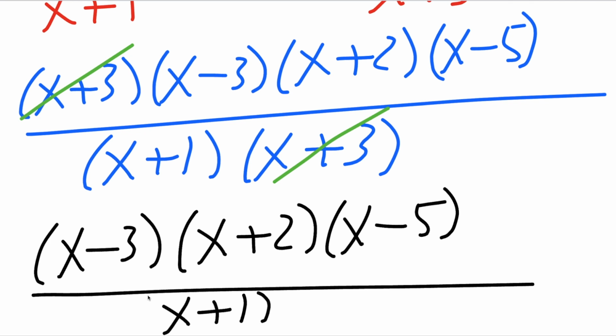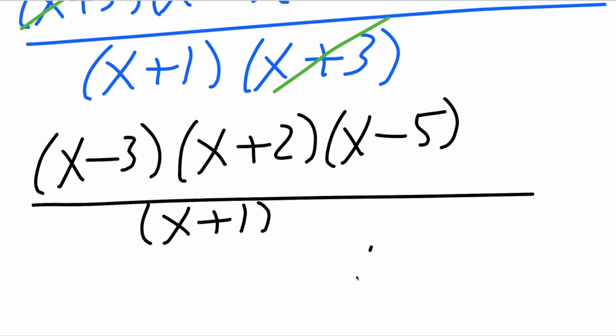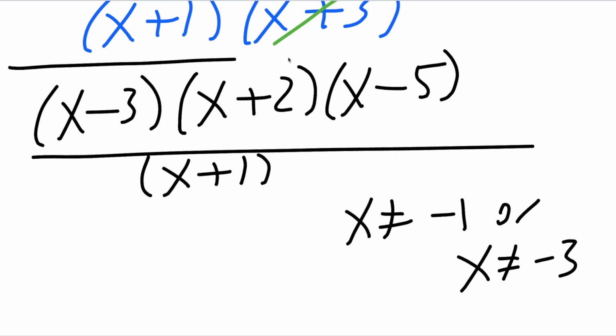And then we got to restate our restrictions. So earlier we said that x cannot equal -1 or x cannot equal -3. We just have to rewrite that. And so on the side you could say x does not equal -1 or x does not equal -3 as our restrictions. And so this right here is our final answer.